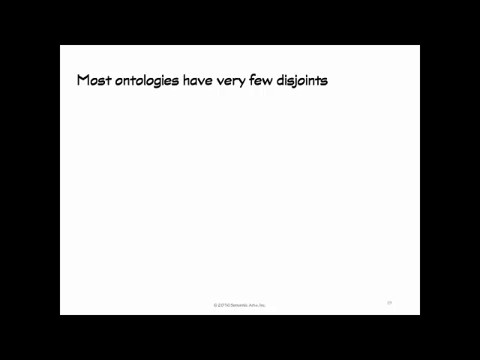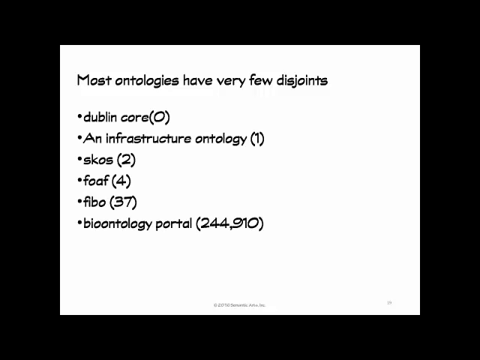Now, that's kind of what disjointness is. In a minute, I'm going to talk about what we use it for, because I think it's a lot more powerful than people give it credit for. But while I was putting this together, I went out and had a quick look at some of the more popular ontologies, just to see what other people do. The Dublin Core has no disjointness axioms in it. Not surprising, it has almost no classes. I looked at a client's infrastructure ontology, and it had one disjointness assertion, which is sort of interesting.